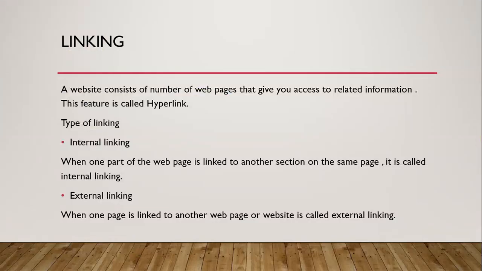Now the linking. Linking means the hyperlink. A hyperlink is the highlighted text or the image on the web page. Clicking on that, we move from one web page to another web page to access the information. The highlighted text is called hypertext. When we talk about linking, it is of two types: internal linking and external linking.